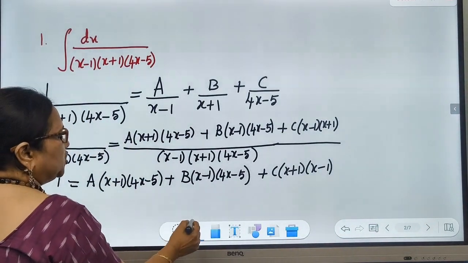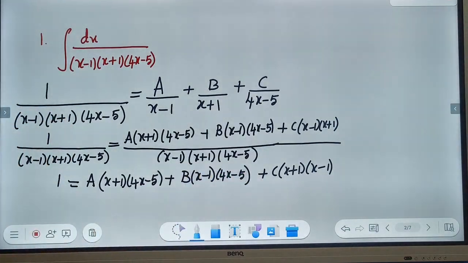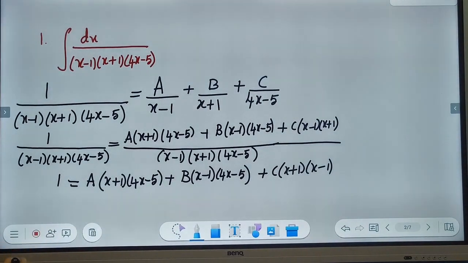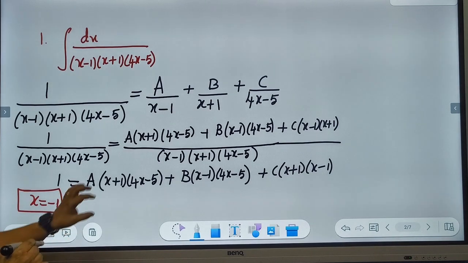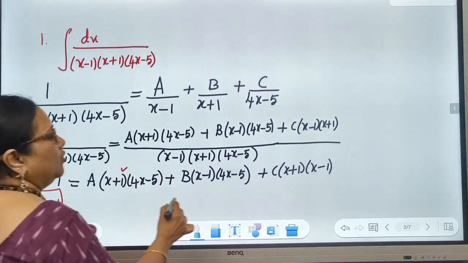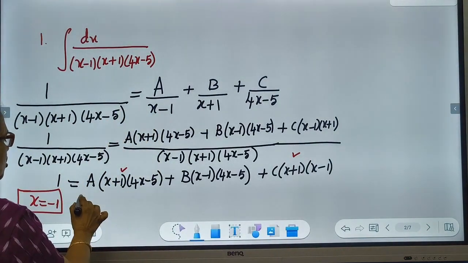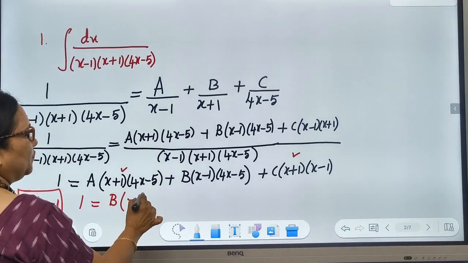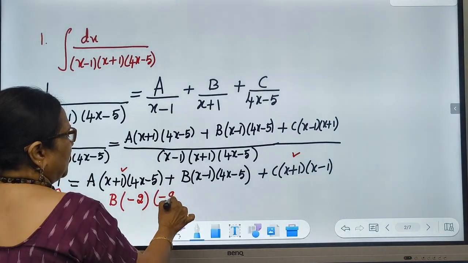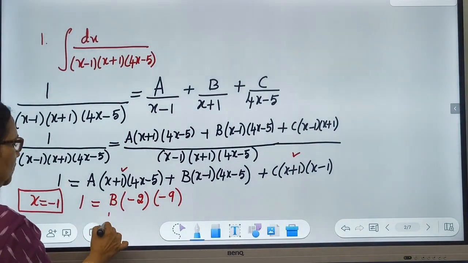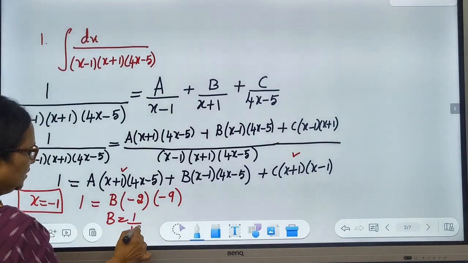Now, this is an identity for which I need to find the values of A, B and C. The simplest method is, since this is an identity, it is true for all values of x. So, suppose I put x equal to minus 1. Then two factors will be 0. So 1 will be equal to B into, x is minus 1, so minus 2, and 4 into minus 1 minus 5 is minus 9. So B equals 1 by 18.